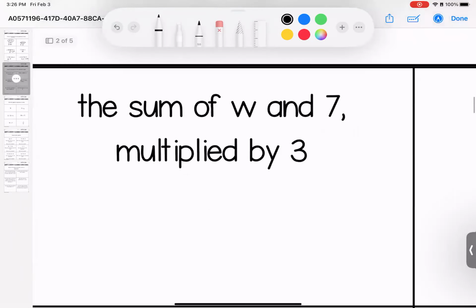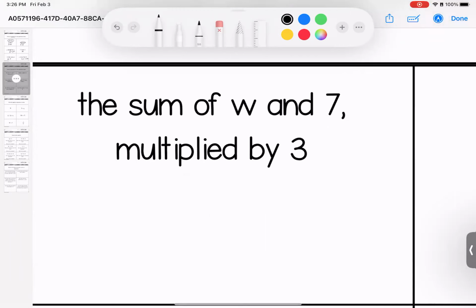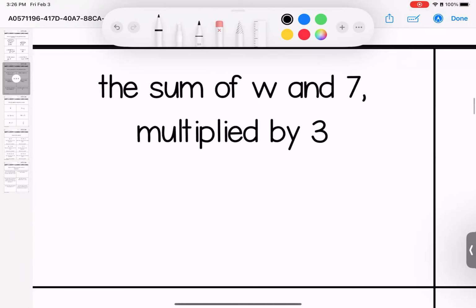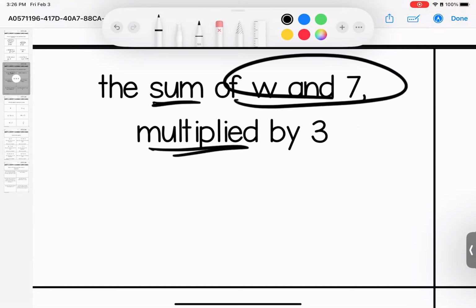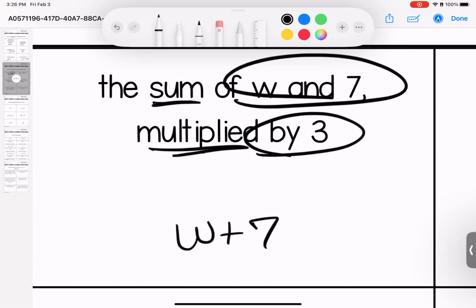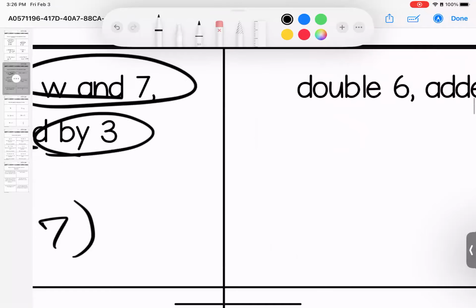All right, my loves, welcome to page 2, where we are writing our expressions. As you can see, they are getting a little bit more difficult. We need to really think about what we're being asked to do. So the first one, it says the sum of W and 7 multiplied by 3. So sum tells me that I'm going to be adding W and 7. And if I want to multiply the sum, meaning the answer, by 3, I'm going to have to put parentheses around them so that they get added together before being multiplied. The sum of W and 7 multiplied by 3.